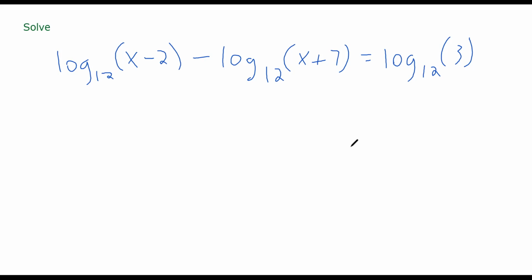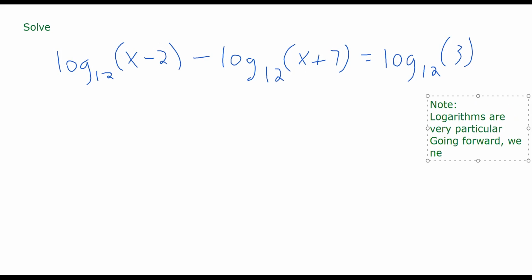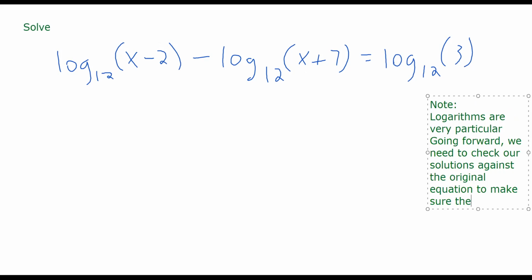So we're going to try solving this one. Now, one thing I'm going to note, logarithms are very particular. Remember, logarithms will not let you take in a negative number as an argument. They also cannot produce a negative number. So logarithms are very particular. So going forward, we need to check our solutions against the original equation to make sure they're logical.